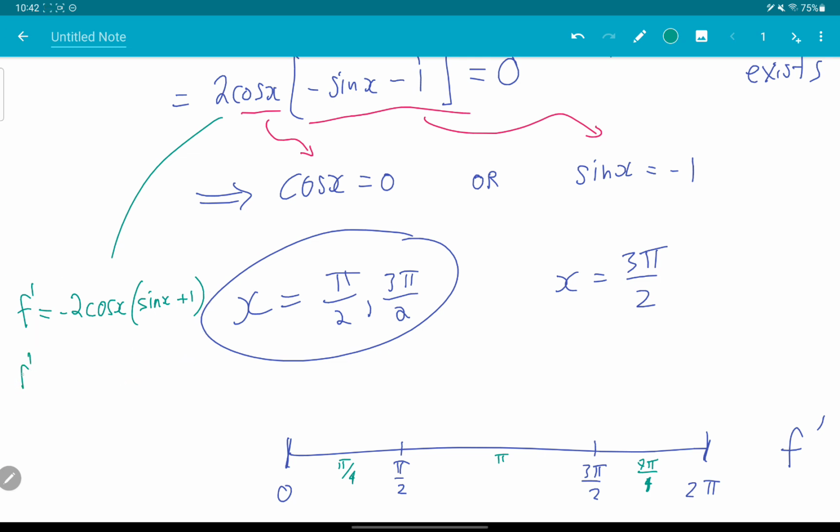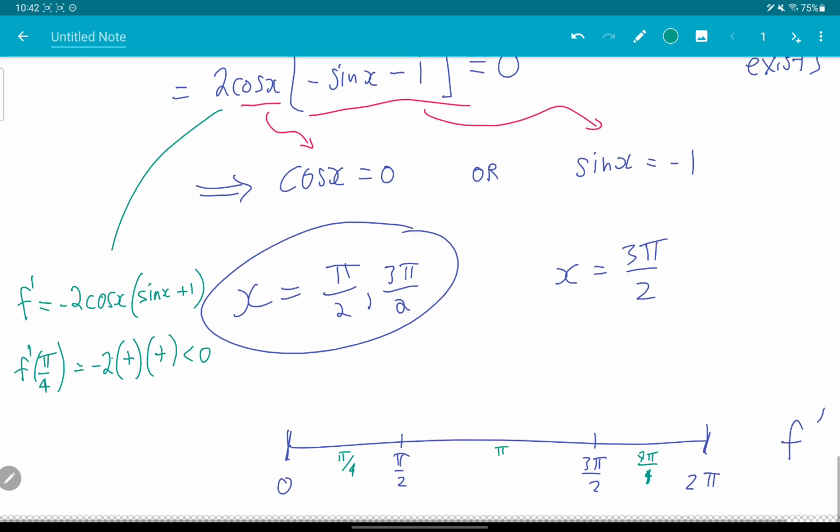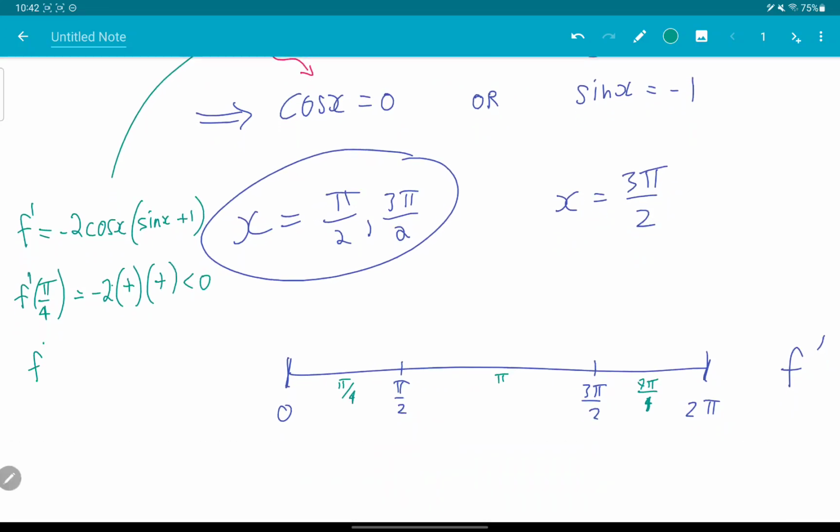So f prime of pi over 4 is, I get -2. The cosine is positive. The sine will also be positive. So I get less than 0 here. F prime of pi is going to be -2. Cosine is negative. The sine is 0, so this is plus for this bracket here. So that's bigger than 0.